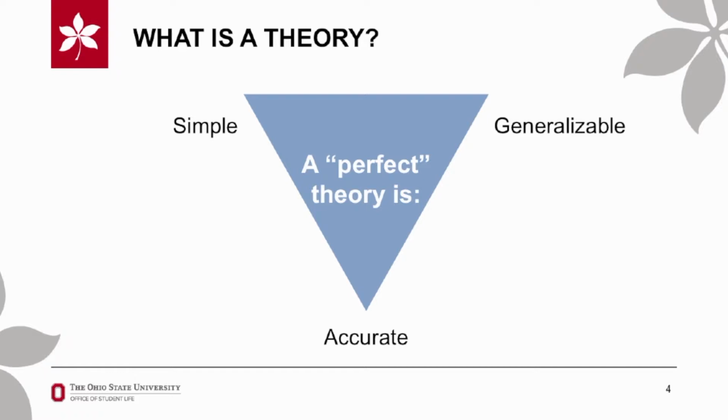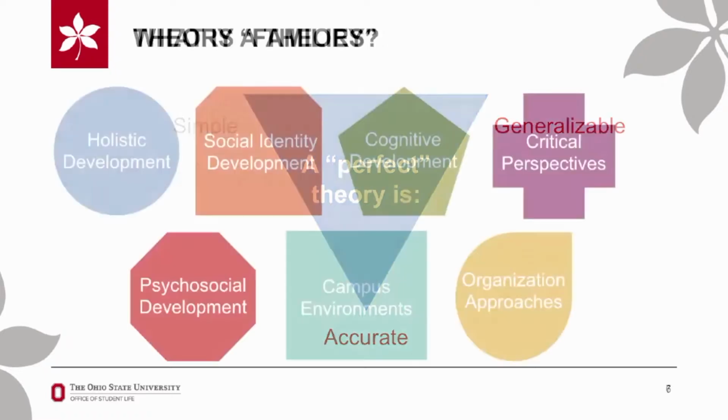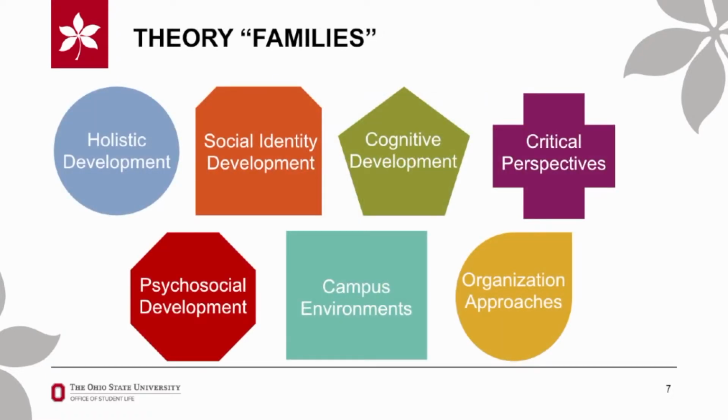However, in reality, no one theory is perfect. A good theory might only meet one or two of these conditions. So it's important to use a blend of multiple theories in your work and always consider their strengths and weaknesses. In student affairs, theories have traditionally been grouped together in families. I've used many of these theories throughout my own career, but today I'll illustrate how to use one in particular, Nancy Schlossberg's transition theory.